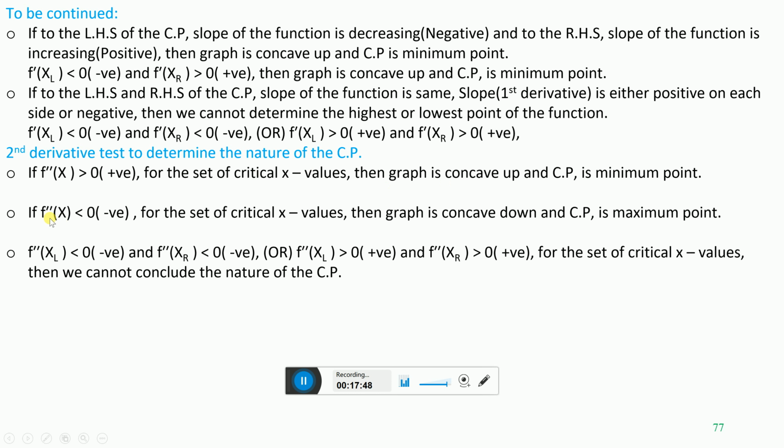Second condition: if the second derivative of the function for the set of x value is less than 0, negative, then the graph will be concave down and the point is a maximum point.